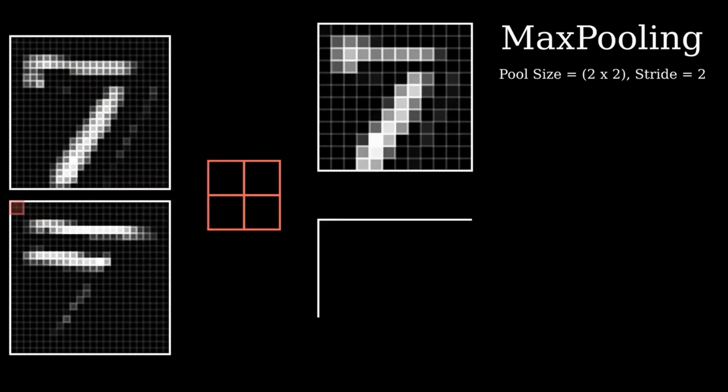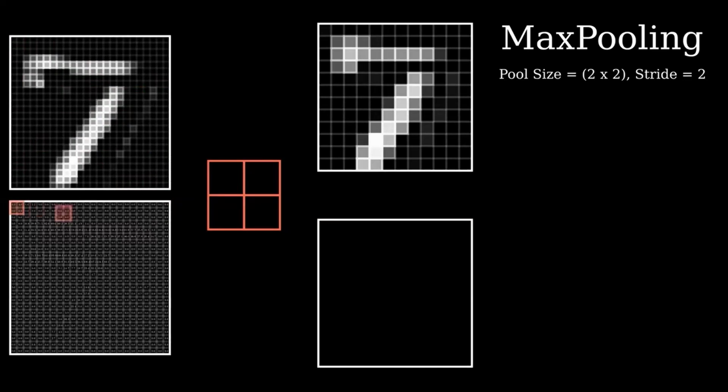We start off by placing the filter in the upper left corner, exactly as we did with the convolutional layer. But instead of doing any heavy calculations, we simply extract the maximum value and slide the kernel 2 steps to the right since we use a stride of 2. We will then repeat the process and extract the maximum value.